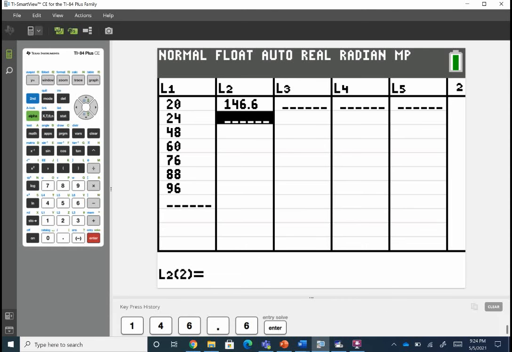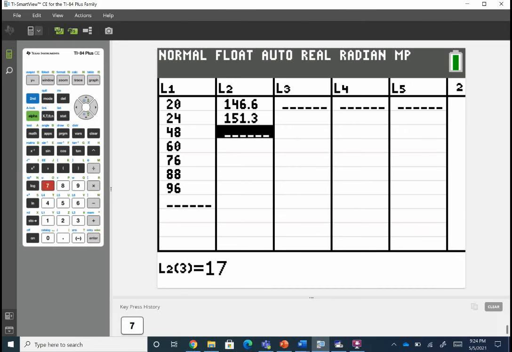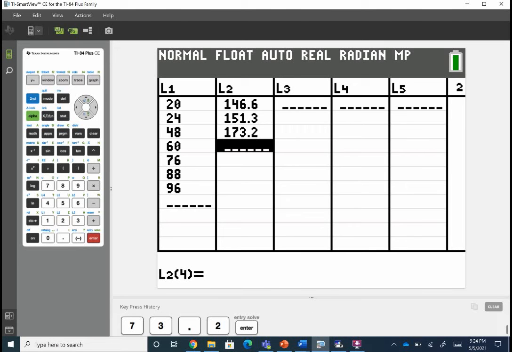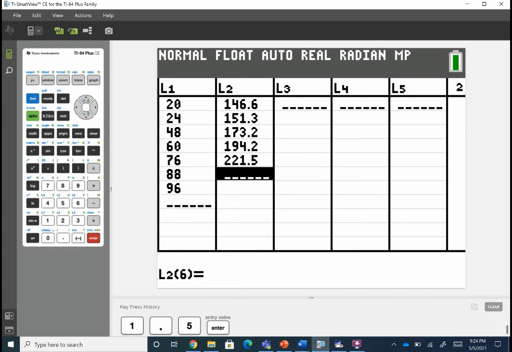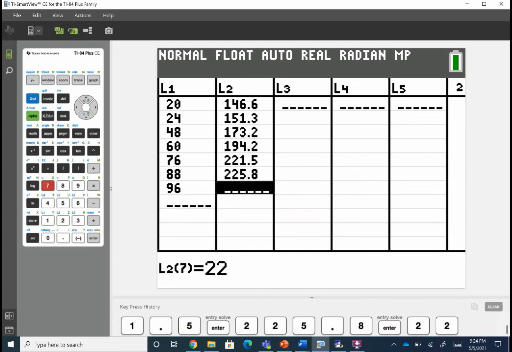146.6, 151.3, 173.2, 194.2, 221.5, 225.8, 227.7.